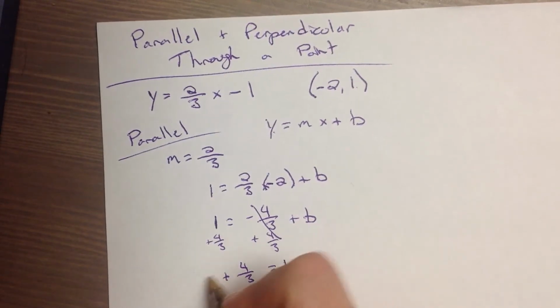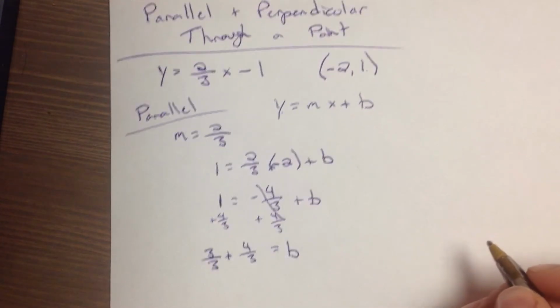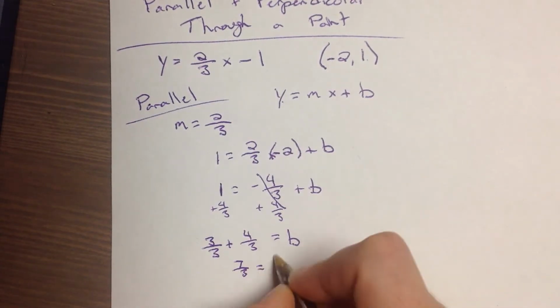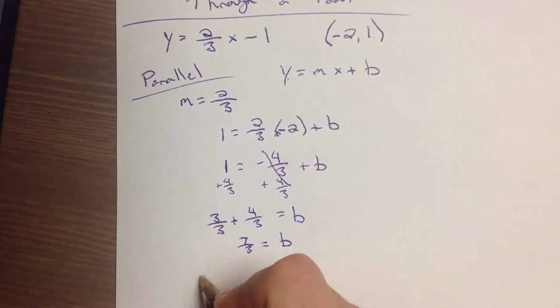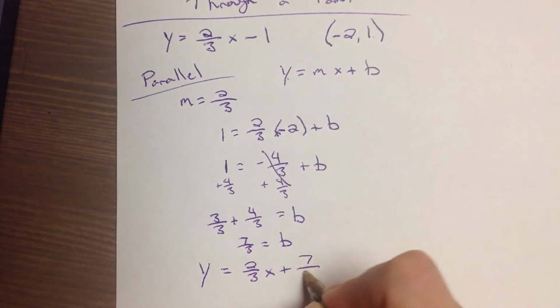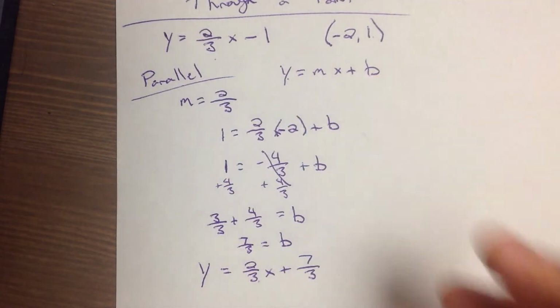But instead of 1, I'm going to do 2 steps in 1 and write it as 3/3, which is the same as 1, so it has a common denominator. So we get a total of 7/3 for b. So our final line would be y equals 2/3 x plus 7/3. So this line, parallel to that one, so same slope, through a given point.